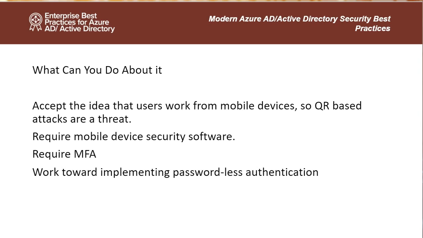Another thing, require multi-factor authentication. Because again, if a user scans a malicious QR code and that QR code attempts to do something bad, then if you're requiring multi-factor authentication, that might be the one thing that puts a stop to that attack. Also, work toward implementing passwordless authentication. Use multi-factor authentication for now, but take advantage of authentication options that aren't based around passwords. Right now, you can't use passwordless authentication for absolutely everything, but there are things that you can use it for. So start adopting that technology wherever you can.